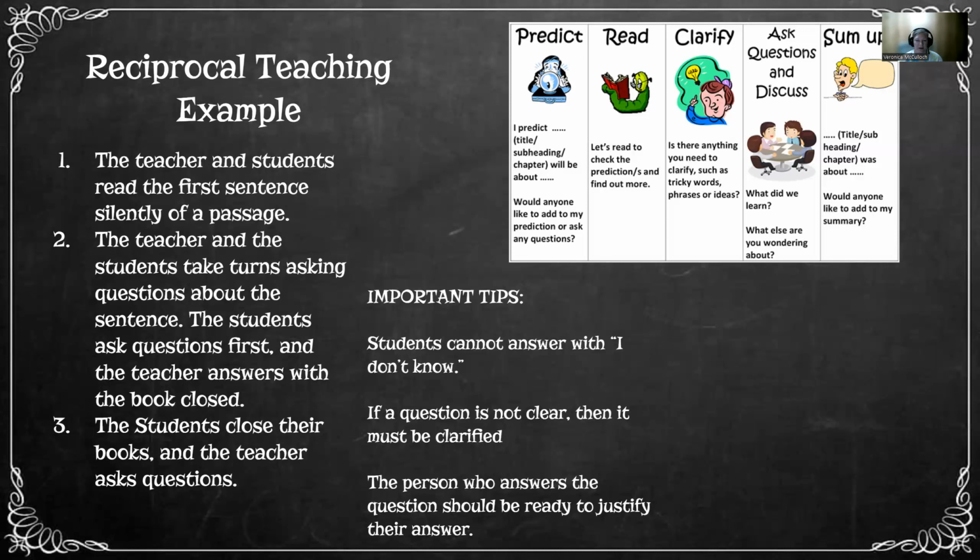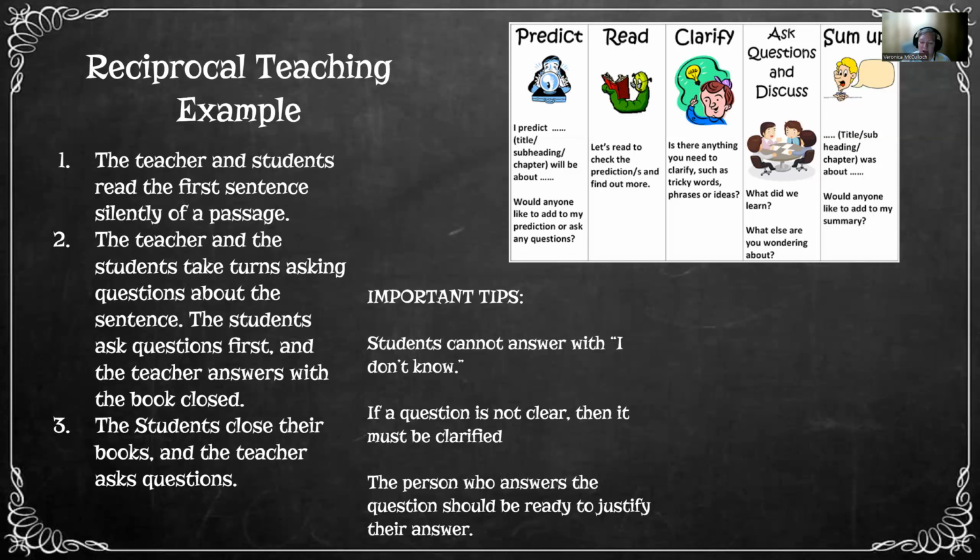So this is very, very important. They predict, they read, they clarify, they ask questions, and they discuss it. And then as a group, you sum it up. Some important tips whenever you are thinking about doing the reciprocal teaching style: it is important that they don't answer that they don't know. The reason for this is all about critical thinking. They have to be able to stop and think about what it is that they are doing.